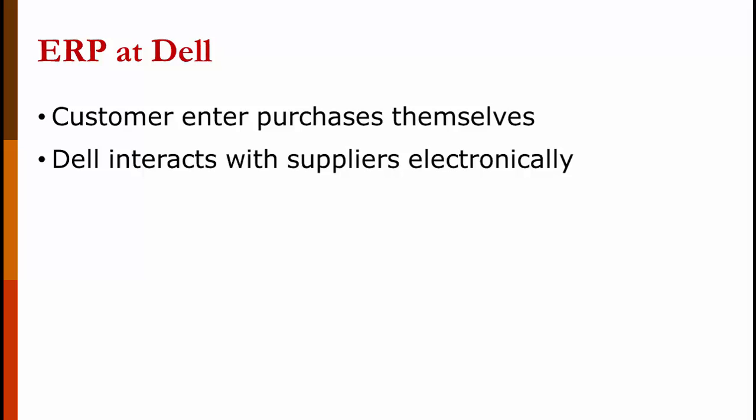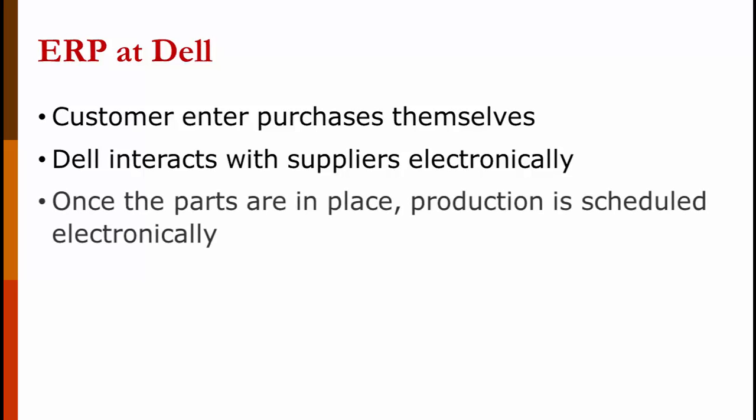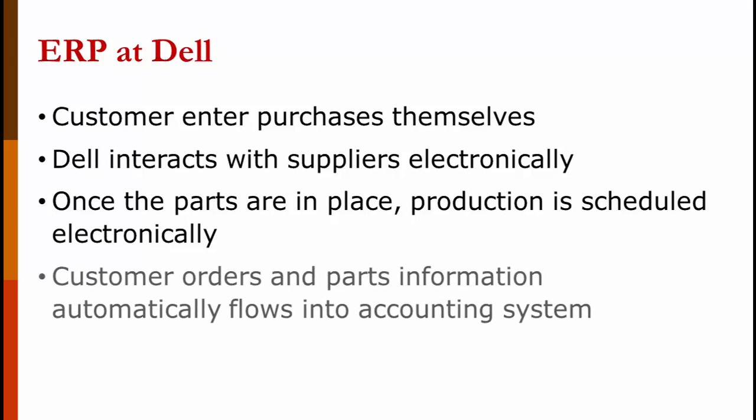They then use the components that you ordered for your computer to place an electronic order with their supplier so that they have the parts they need to make your computer. Once the parts arrive from their vendor, they schedule your production electronically. Your order and parts information also automatically flows into the accounting system so they can account for the profits they made from your order. All of this is done electronically. Nobody has to move files around. Nobody has to move data around.